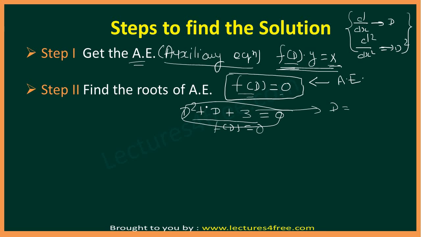The number of roots depends on the order of the differential equation. If it is second order, you will get 2 roots. If it is of order 3, you will get 3 roots. Order 4, then 4 roots. So solve this and find the values of D for which the equation is satisfied. They are called the roots of the auxiliary equation.